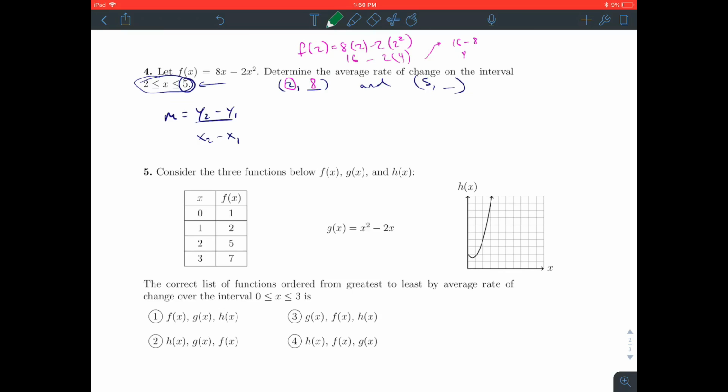Similarly, over here, if I plug in 5, I get f of 5 equals 8 times 5 minus 2 times 5 squared. This is 40 minus 2 times 25. This is 40 minus 50. This is negative 10. So when we plug 5 into our formula, we get a y coordinate of negative 10.